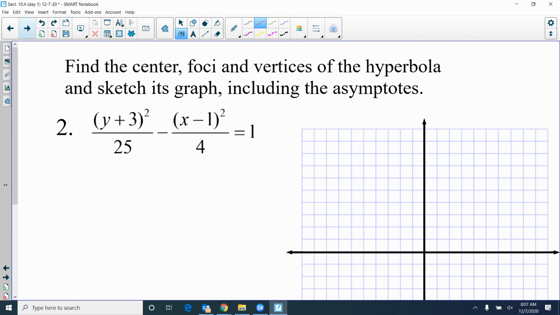All right, flip it over. We got to do the same thing. So you got y plus 3 quantity squared over 25 minus x minus 1 squared over 4 equals 1. All right, just take a look. Flip over to the front if you need to. Think what you know, what we can figure out, what we still need to figure out from here. Identify which way does it open? Do you know the center?